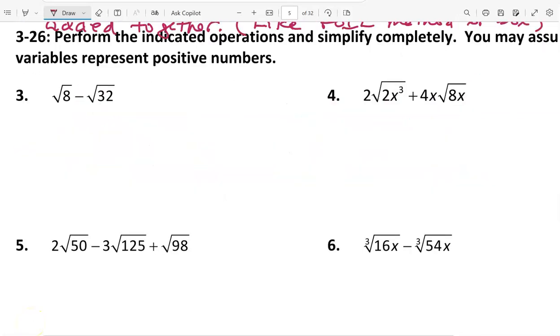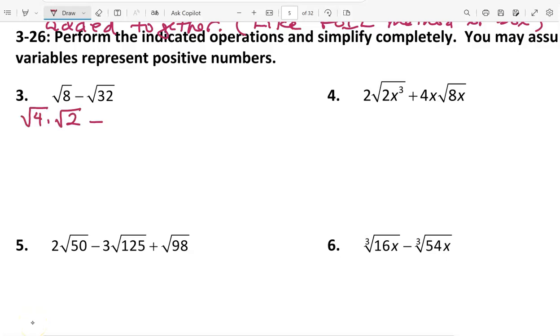In 3 through 26, we're asked to perform the indicated operations and simplify completely, and we may assume that variables represent positive numbers, so we're not going to see the use of absolute value when simplifying a radical here. So in number 3, we need to simplify each radical individually first.